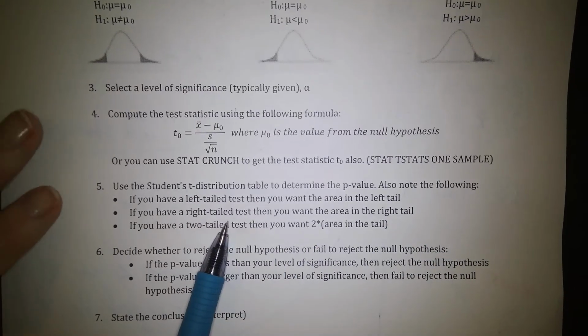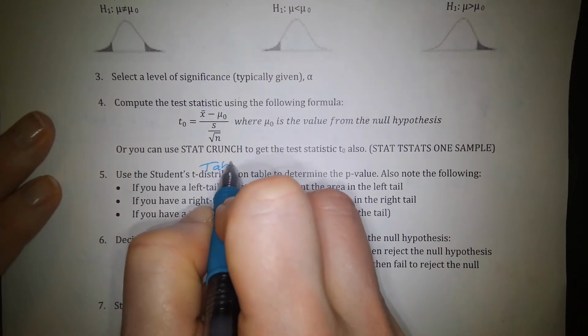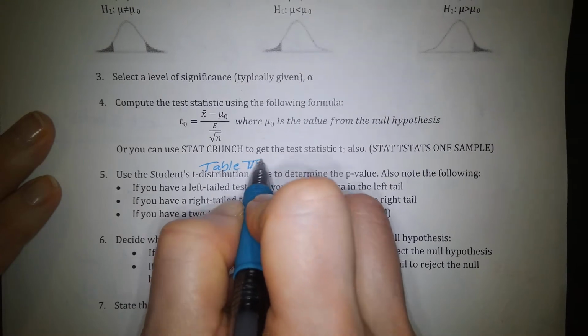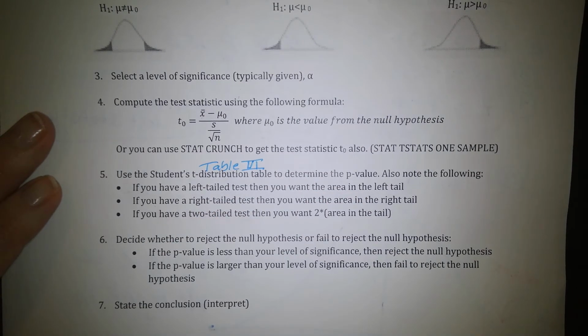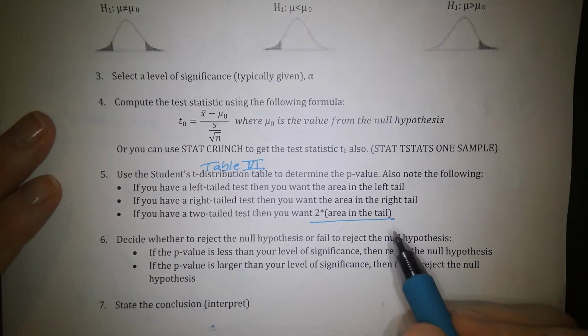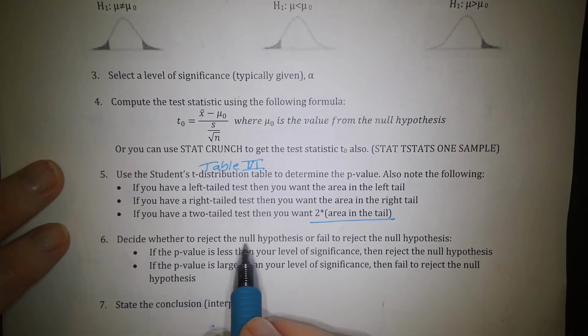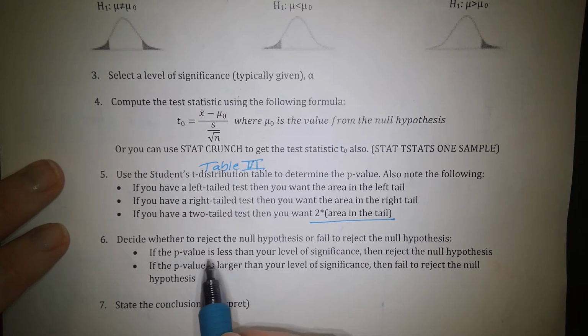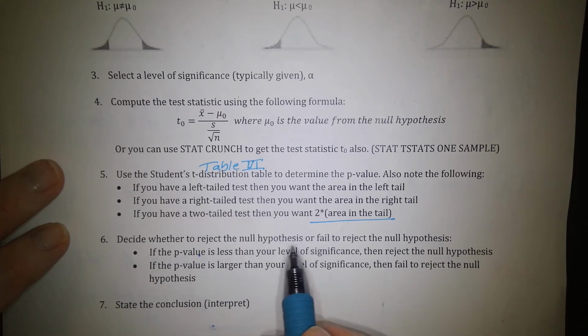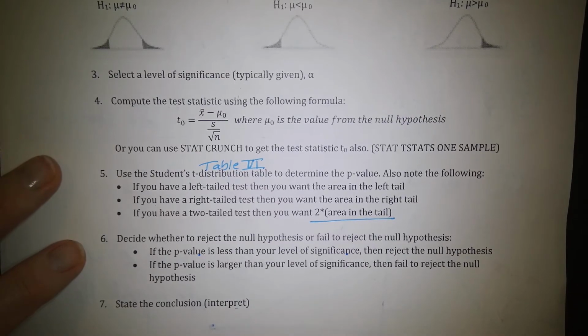Then we will use the student's t distribution table, which is table 6, to determine the p-value. Remember, if you have a two-tailed test, you must multiply 2 times that area. Then we decide whether we will reject the null hypothesis or not by comparing the p-value to the level of significance, and then we will interpret our answer. So it's the same steps from before.